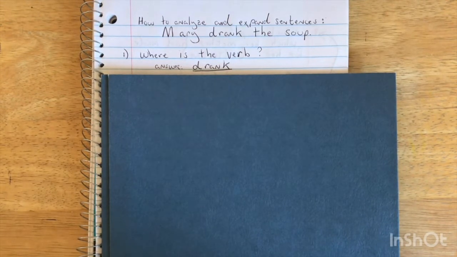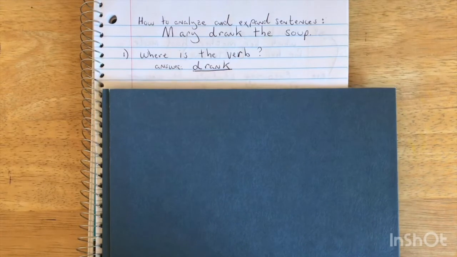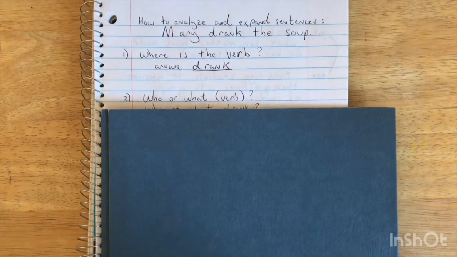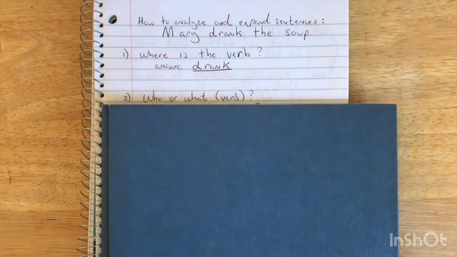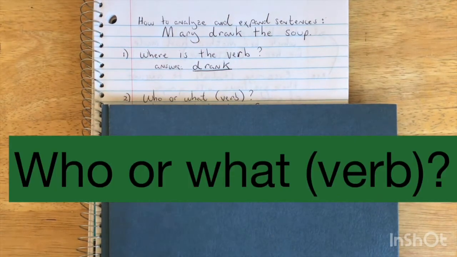That answer is drank. The second question now, go to your green block, and you're going to ask the question that will produce the subject. What is our subject question? The question that always leads us to the subject. The answer is going to be: who or what verb? That's my subject question. If I ever want to know the subject, I always ask who or what. I put who or what before the verb, and I create the question, who or what verb?